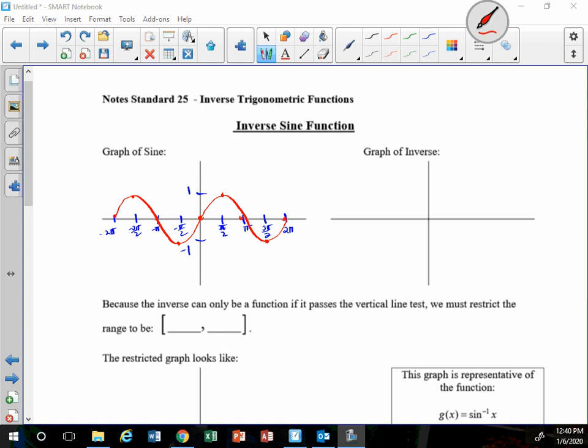So again, that's just your basic parent graph for sine. So we have to think about what the inverse of this graph is going to look like. Do you guys remember anything about inverses from Algebra 2?